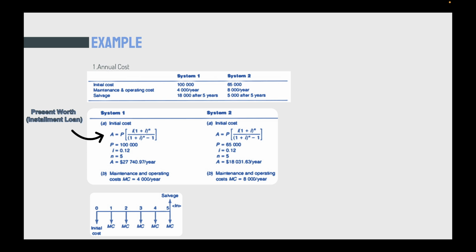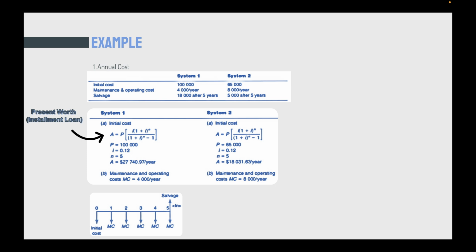So for the initial cost, we have P, 100,000. How many years? 5 years. The i is 0.12, given to us as 12%. Now, what would be your A? If you calculate, your A would be $27,000 per year. That's your annual cost. Now, you have maintenance and operation. That's $4,000 per year for System 1. And for System 2, same thing: you have your P, 65,000, your interest rate is 12%, 5 years, and your A would be 18,000.